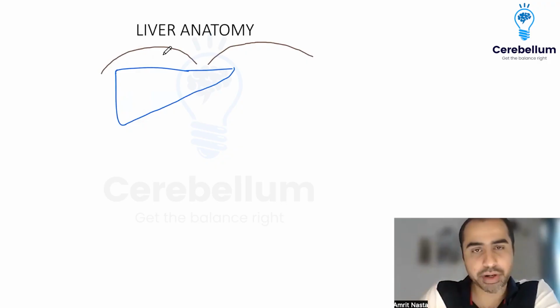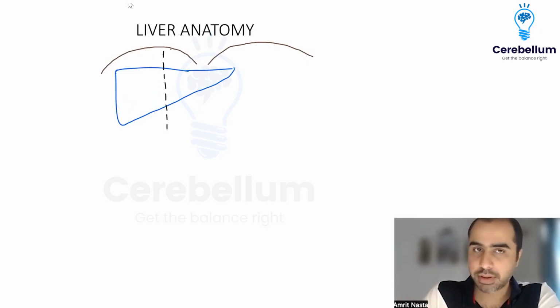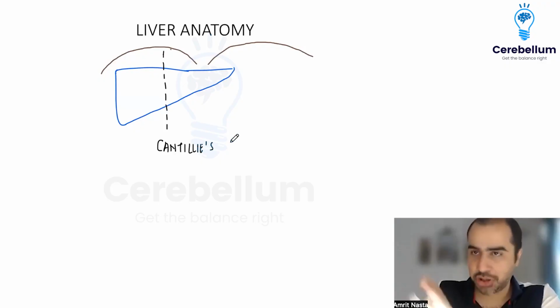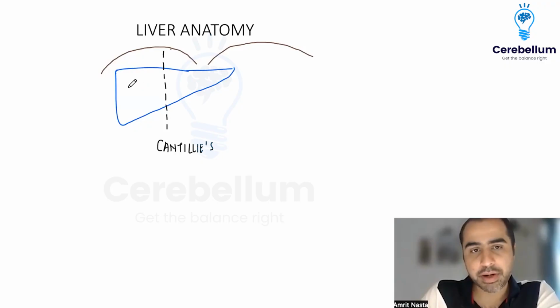This liver is going to be divided into two halves. This is the most important point. There is an imaginary line which divides the liver into two halves. What is this line? Not Chantly, Cantley's line. It divides the liver into right and left surgical lobes, so the surgical division is by this.